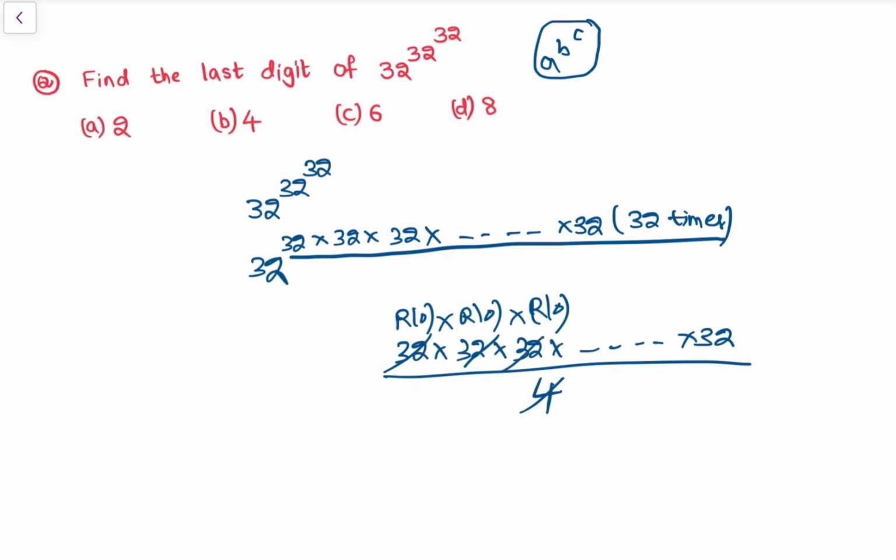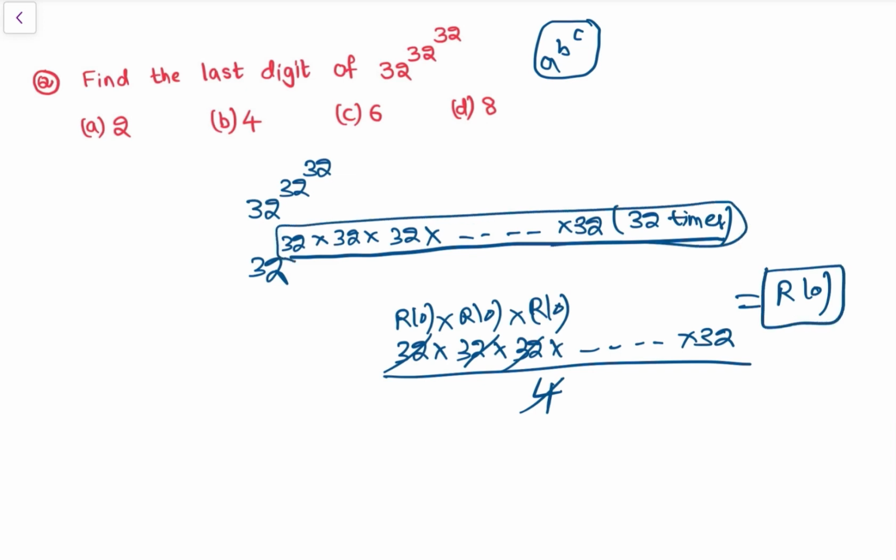I am dividing 32 by 4, so the remainder is 0. So this entire expression has remainder 0. And when we know the remainder is 0 for the whole upper expression, then n to the power 4 would be the unit digit. Here n is the unit place digit.